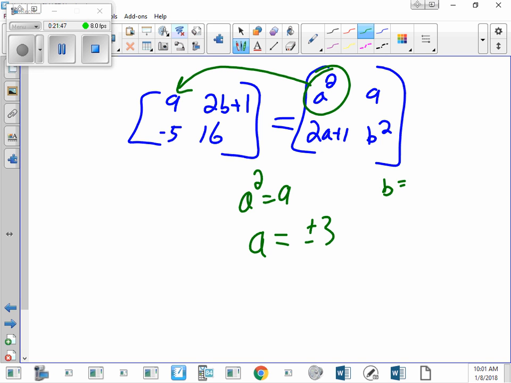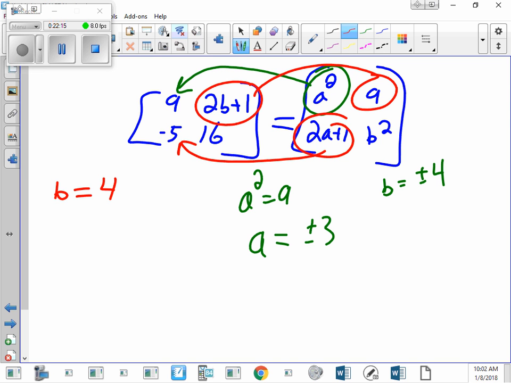And b is equal to plus or minus 4. But we have another thing we need to look at right here. Do 4 and negative 4 both work? No, just the positive 4. So b is just 4. And then if we look at this connection, does the positive 3 work? No, but the negative 3 does. So a is negative 3. We get rid of this one, and we get rid of this one, because they have to work everywhere.